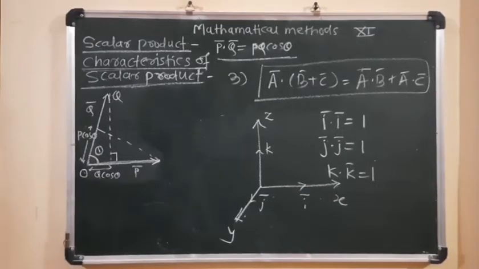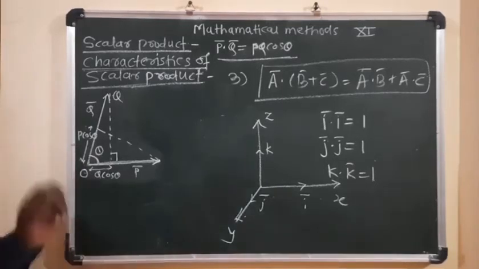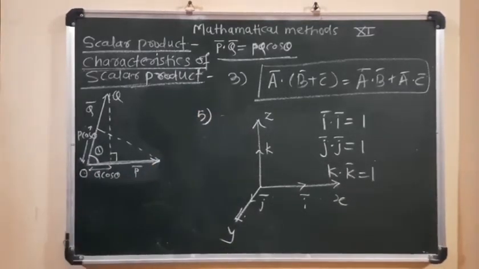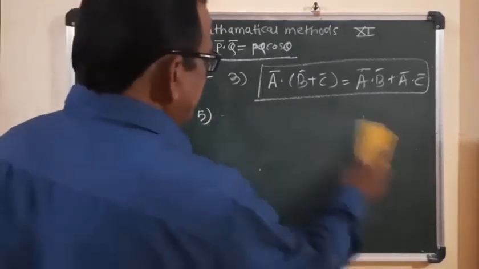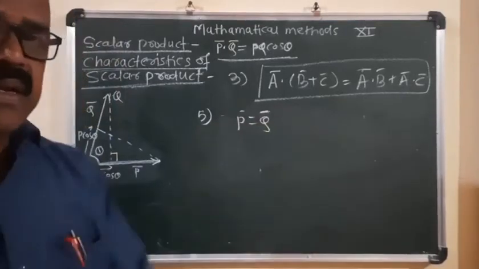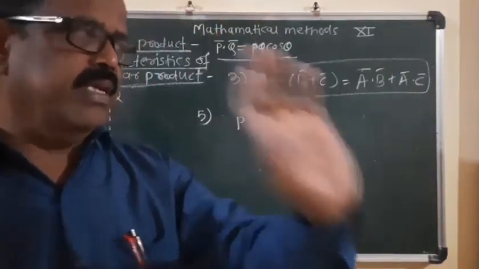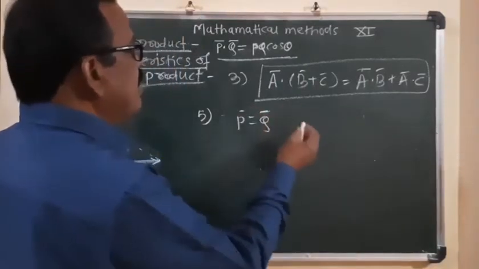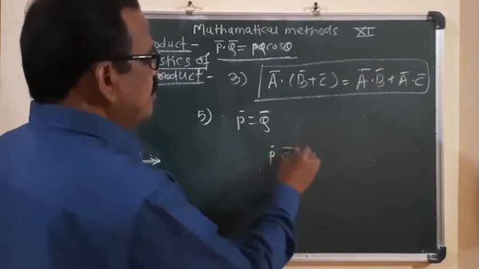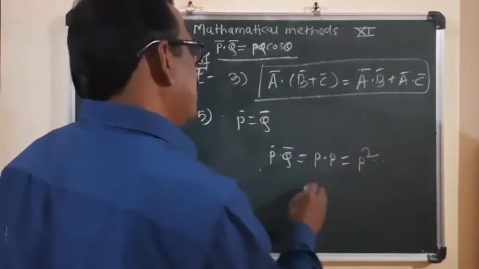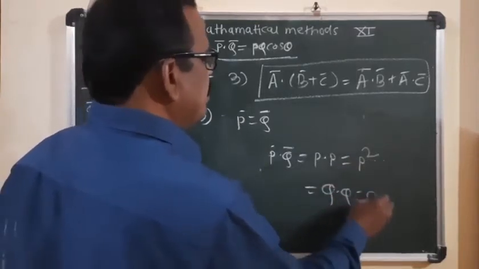Textbook मध्ये दिलेले problem आपण याच्या सहाय्याने solve करू शकतो. Next, fifth characteristic of scalar product is: if P bar is equal to Q bar, जर दोन vector सारखेच असतील, दोघांची किंमत, दिशा सारखी असेल, that is if P bar is equal to Q bar, then P bar dot Q bar is equal to P into P is equal to P square, or Q into Q is equal to Q square.